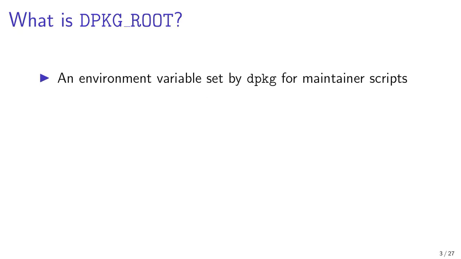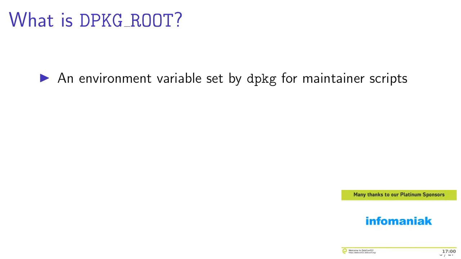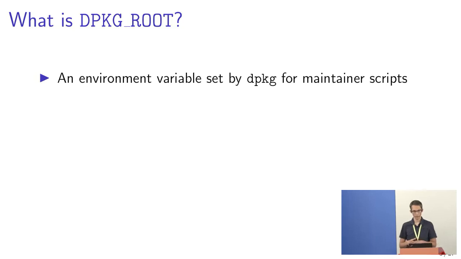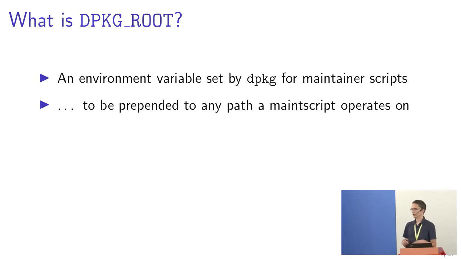So without further ado, what is DPKG root? First and foremost, it's an environment variable, and it is set by DPKG whenever it calls into a maintainer script at installation time. What you're supposed to do with it is prepend it to paths that are being operated on. What that means precisely comes a little later. This is the executive summary.